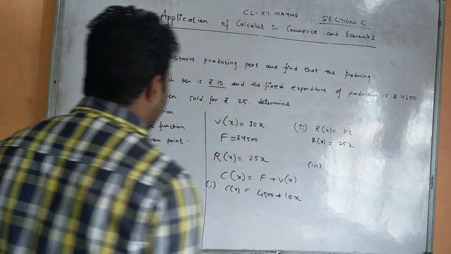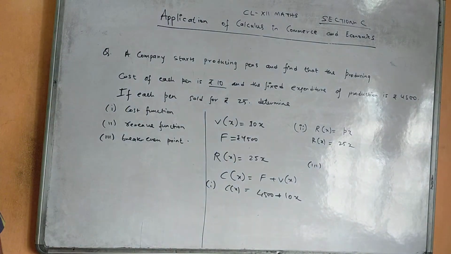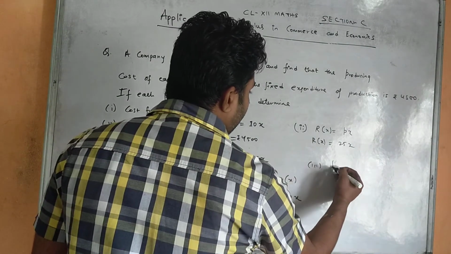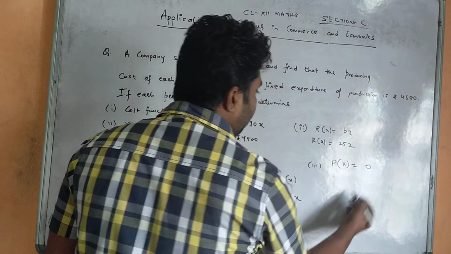Next, point number 3, the break even point. For the break even point we know the profit function equals 0.